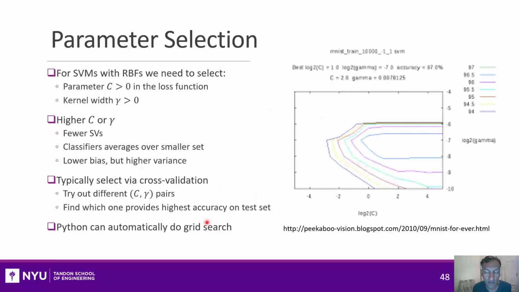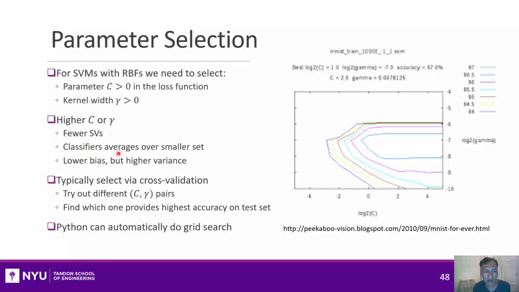Now, that fact leads you to realize that SVMs with the kernel method actually have two parameters that you have to select. As before, you have to select the parameter C, which weights the hinge loss versus the margin. But you also have to select the kernel width, or whatever other parameters are in the kernel. For both of them, what happens is that as you pick either higher C or higher gamma, you tend to have a smaller number of support vectors.